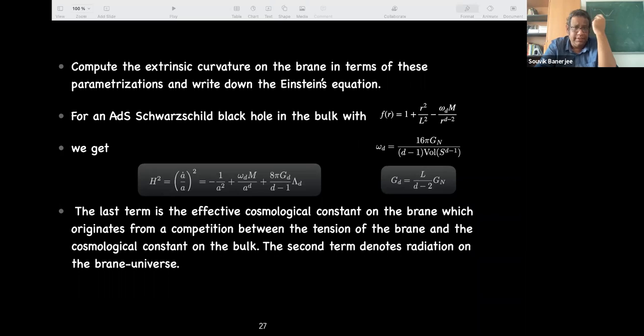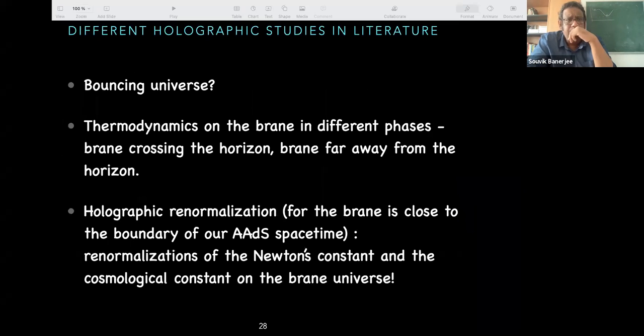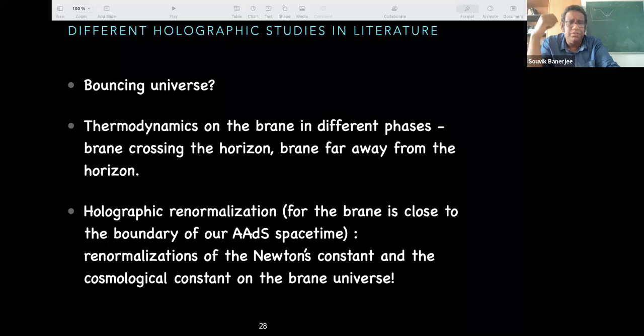So it can have two origins. It can originate from the tension of the brane as well as the cosmological constant in the bulk. And then there can be a fine-tuning with which you can adjust this lambda d. These are the kind of things people in AdS/CFT talked about in the early 2000s. And people also asked several non-trivial questions. For example, whether there is a bouncing universe, what the thermodynamics on the brane is in different phases, when the brane crosses the horizon, when the brane is far away from the horizon, how the thermodynamics evolves, etc. And also the holographic renormalization for this brane, which is close to the boundary at least, and how dynamically these renormalizations of Newton's constant and cosmological constant happen on this brane universe.